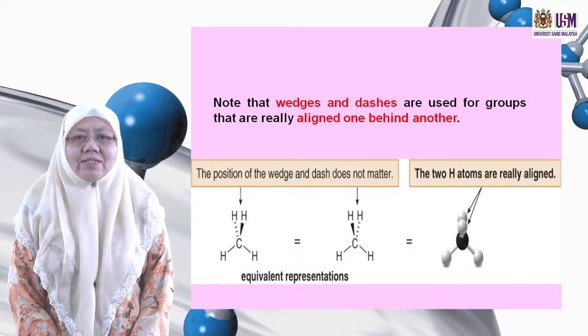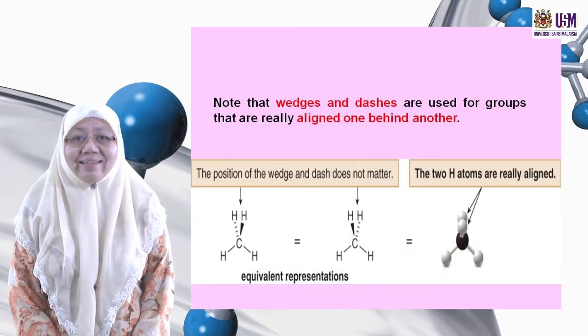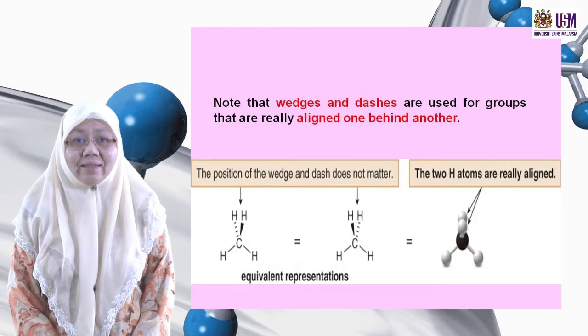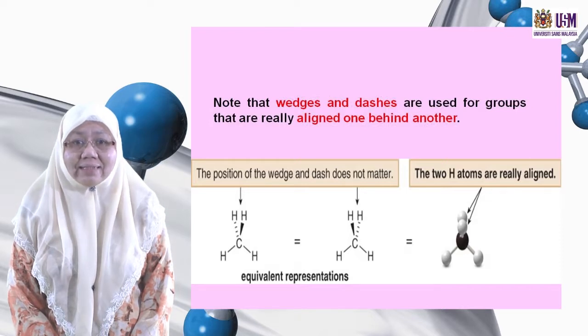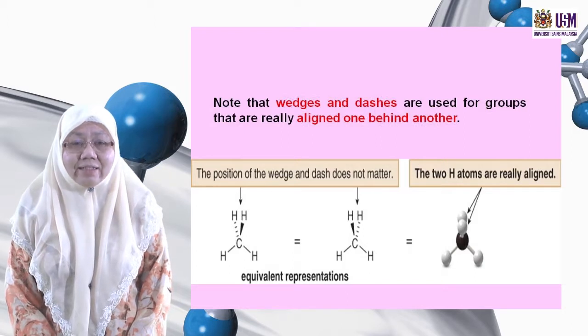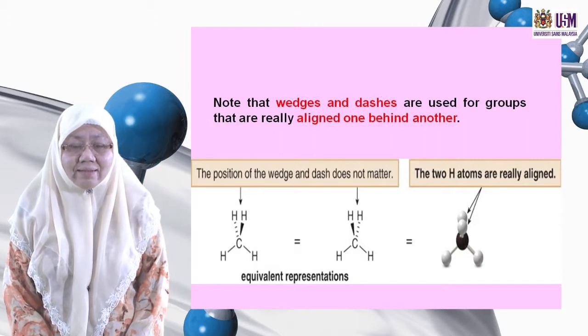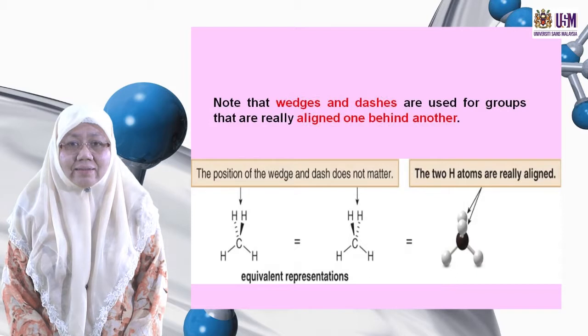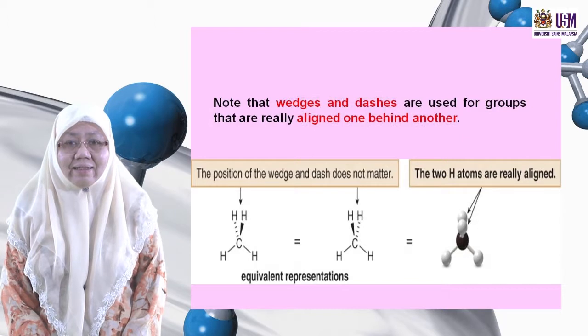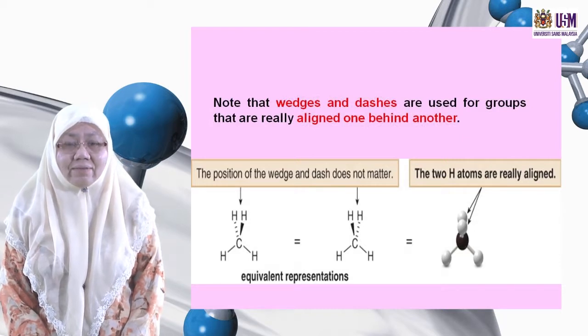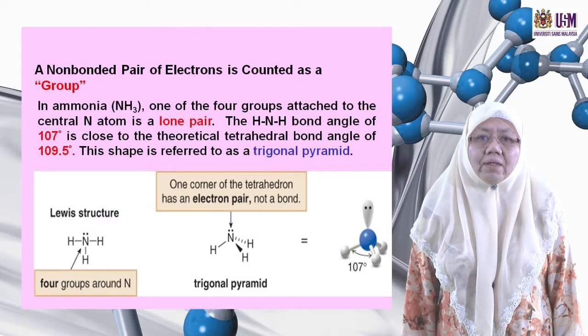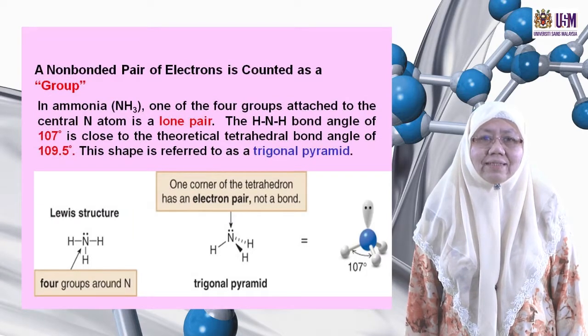Note that wedges and dashes are used for groups that are really aligned, one behind the other. The position of the wedge and the dash does not matter. As we can see in the diagram given, the wedge and the dash are aligned. One is in front and the other is at the back. And in the ball and stick model, we can see the two hydrogen atoms are really aligned, one in front of the other.